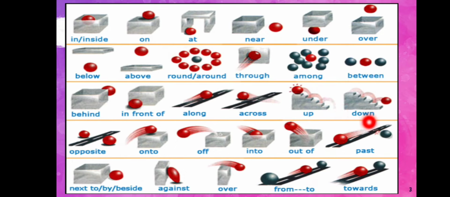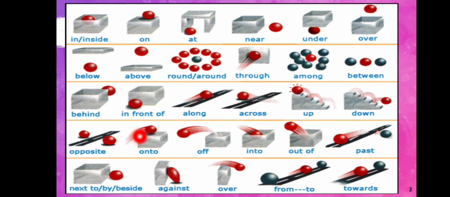The ball is down now, right? In the next picture you can see opposites. See, the ball is opposite. When you place things like this, we can say opposite. Then when the thing is jumped onto the other surface, you can use onto. And when the ball falls from there, you have to use off.